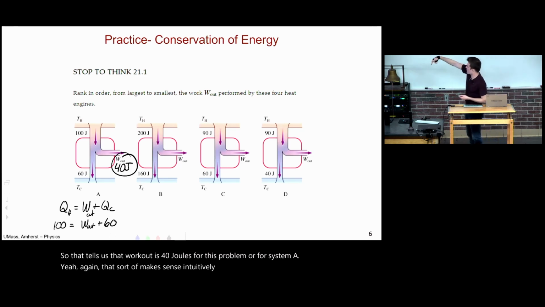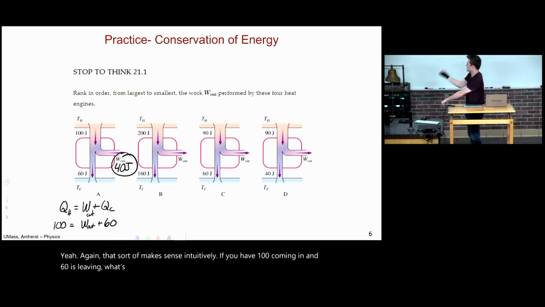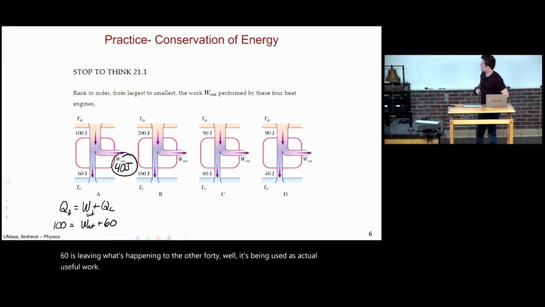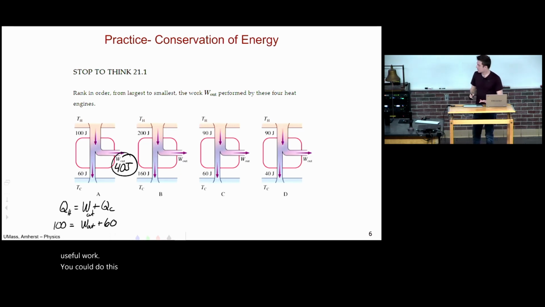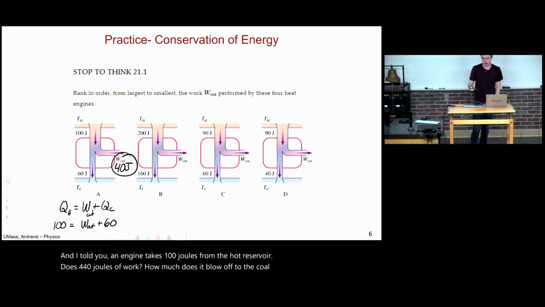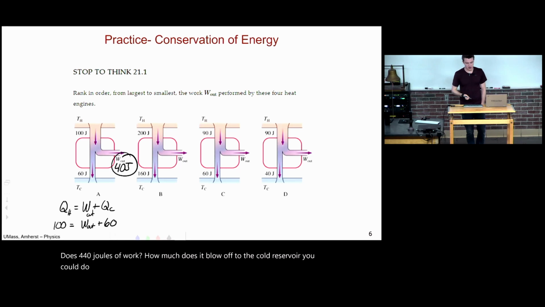Okay, again, that sort of makes sense intuitively. If you have 100 coming in and 60 is leaving, what's happening to the other 40? Well, it's being used as actual useful work. You could do this problem in reverse if I covered up the 60, and I told you an engine takes 100 joules from the hot reservoir, does 40 joules of work, how much does it blow off to the cold reservoir? You could do this problem just the same, right? The other 60 goes into the cold reservoir.